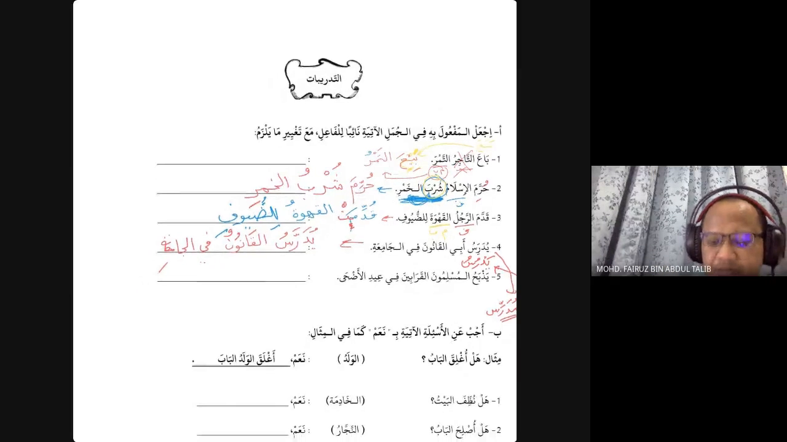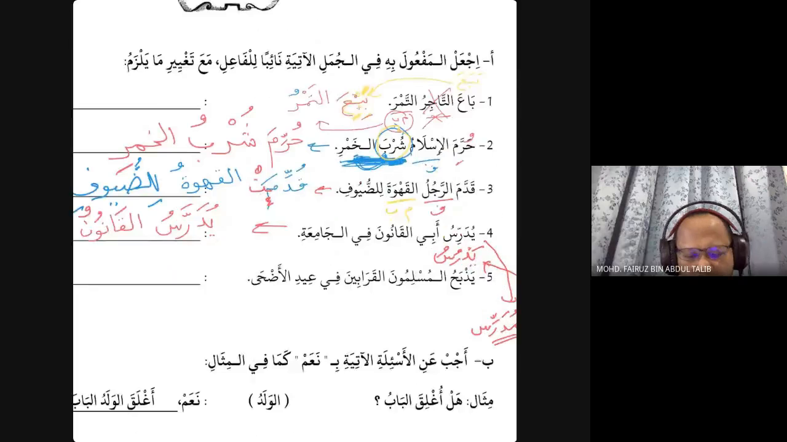Number 5, rakam khamsa. Yazbahu al-muslimuna al-qarabina fi Eid al-Adha. Al-muslimun, al-qarabin. So what do the Muslims do with the qarabin during Eid al-Adha? Can you guess what is this word? Qarabin.